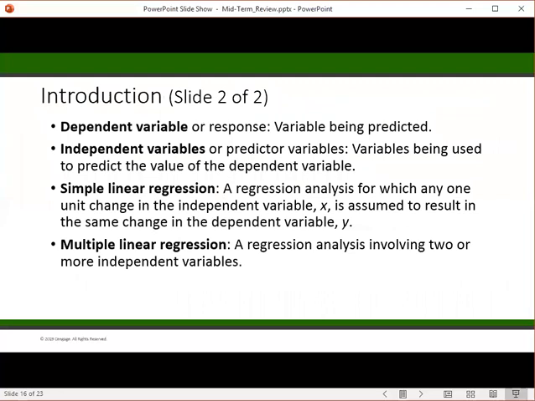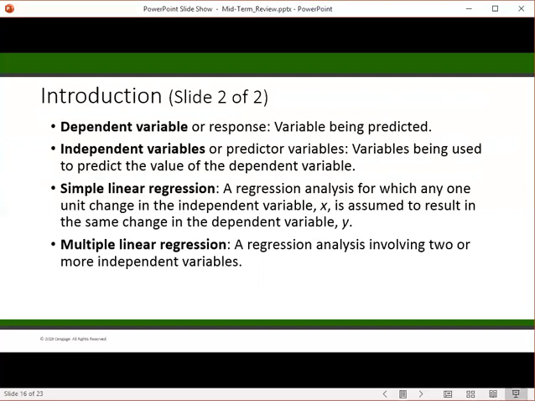When we look at the relationship between variables, we have to define certain terms. A dependent variable is a variable that we're interested in, and we measure it because we have that interest in it. An independent variable is an indicator variable, and it's something that will affect the value of the dependent variable.